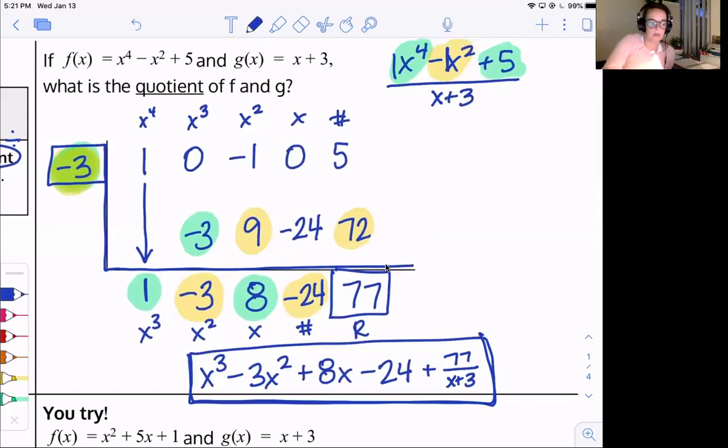In this problem, we learned about placeholder zeros, right? We learned about placeholders. You want to use placeholders when there are any x to the thirds or x's we didn't have in this problem. So we wanted to put in a placeholder 0. Okay.